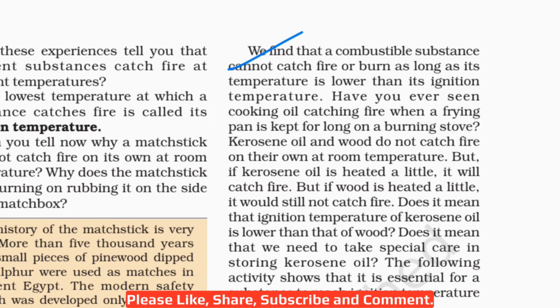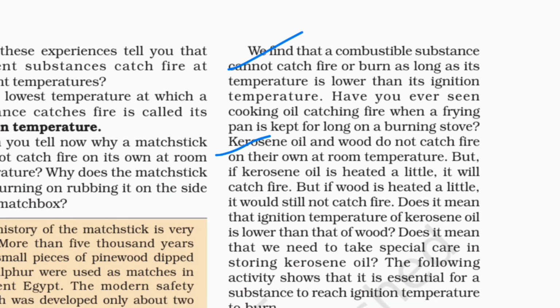Okay. Now, kerosene oil and wood do not catch fire at room temperature because their ignition temperature is not that low. But if kerosene oil is heated a little, it will catch fire, right? But if wood is heated a little, it will not catch fire. Does it mean that the ignition temperature of kerosene oil is lower than that of wood? Yes. As compared to wood, the ignition temperature of kerosene oil is much less, so it will catch fire easily with much less heat. Does it mean that we need to take special care in storing kerosene oil? Yes, we should take very special care in storing kerosene oil because it will light by very little heat.